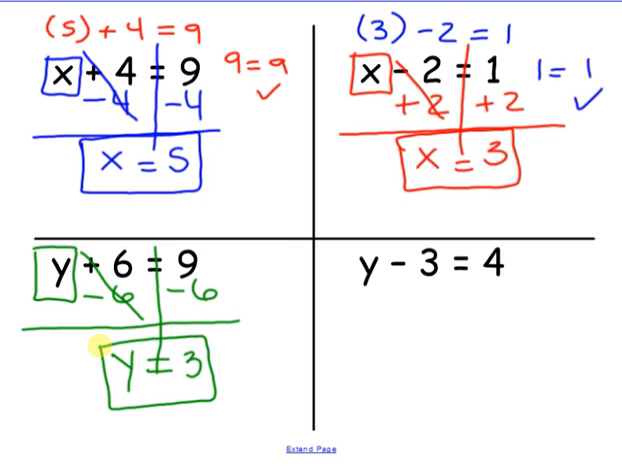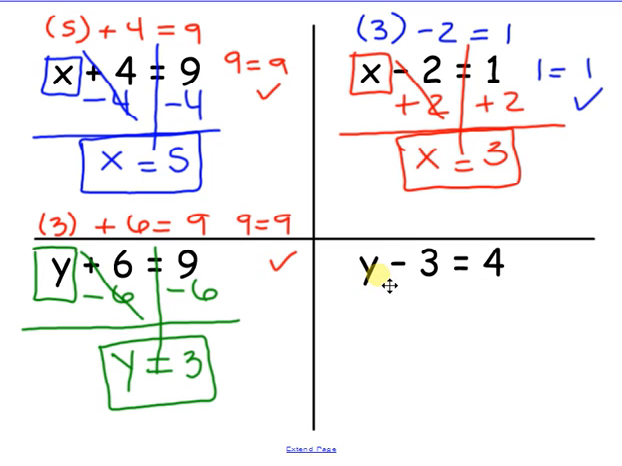But I want you to go back and check it. So up here, I'm going to kind of squeeze it in up here. We have 3 plus 6 equals 9. Well, 3 plus 6 is 9. 9 equals 9, so that guy checks out.